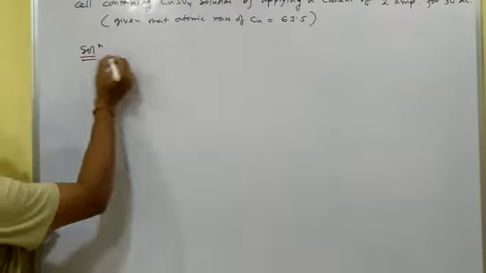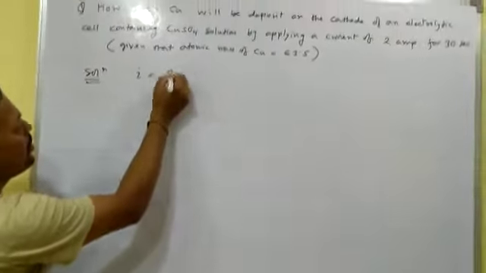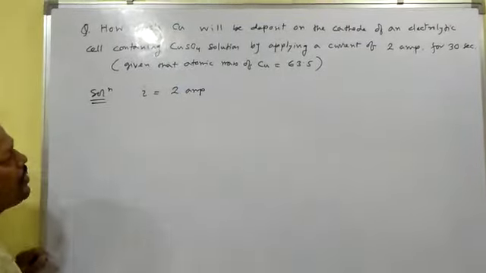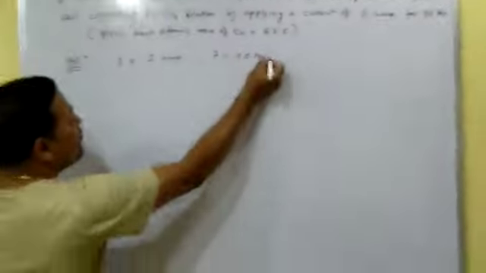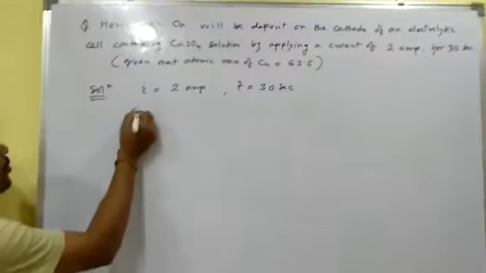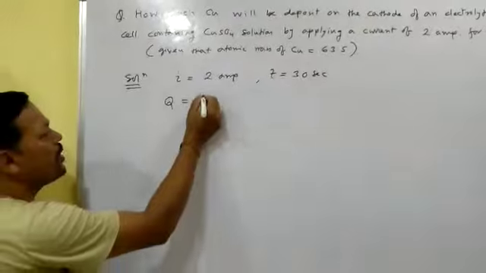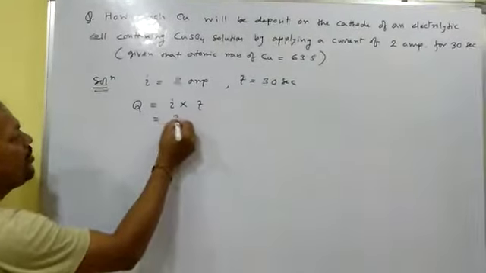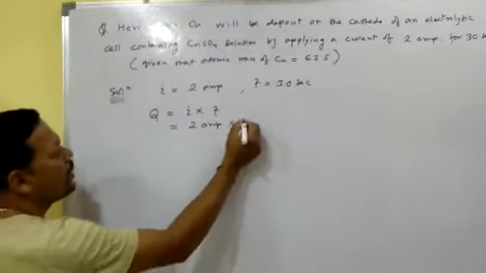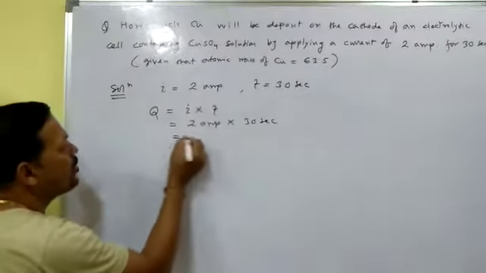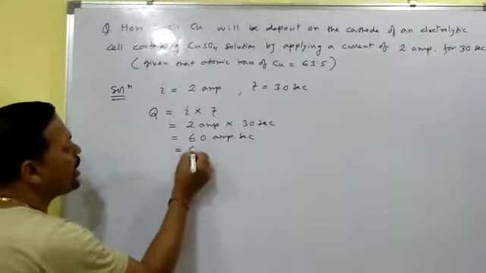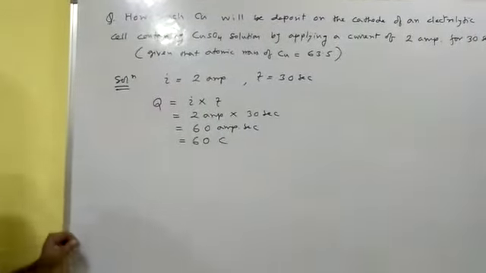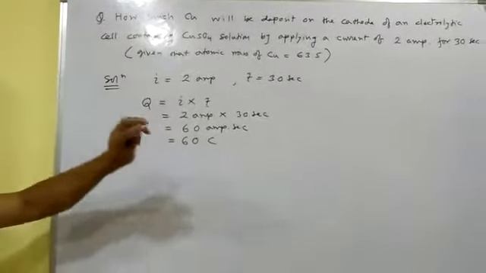Now, to do this, I is given as 2 ampere, I mean current is 2 ampere, and time is given as 30 seconds. These two are given, so you can find out the amount of electricity. As you know, Q is equal to I into T. I is 2 ampere, time is 30 seconds, that means you will get 60 ampere into second. Ampere into second means you can write Coulomb. I mean, the amount of electricity is 60 Coulomb.